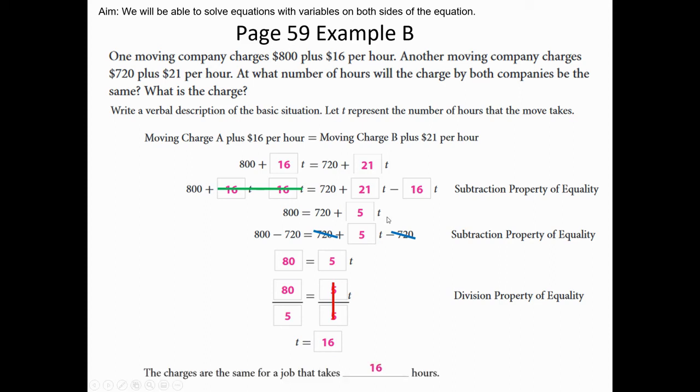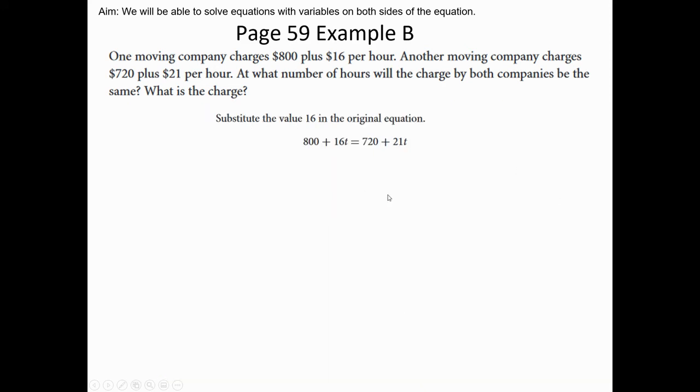Well, look. We could stop here, but look at what it's actually asking us. It says, at what number of hours will the charge by both companies be the same, but it's also asking us what is the charge at this 16 hours. So how can we figure out how much it's going to cost in 16 hours? Well, couldn't we just take our answer and put it into one of the sides? Or we just put it into both sides, because not only will it tell us the answer, but if they are equal to each other, we know we're correct.